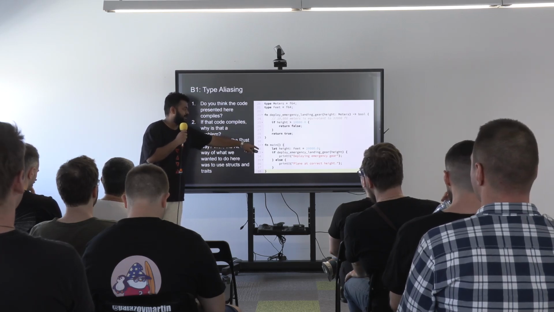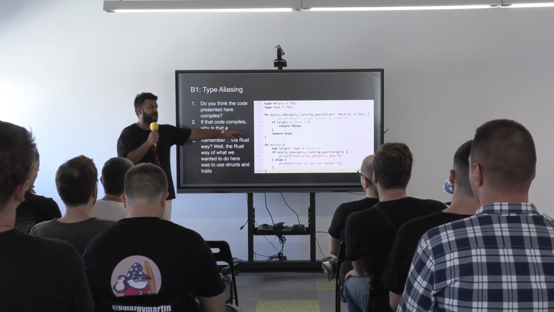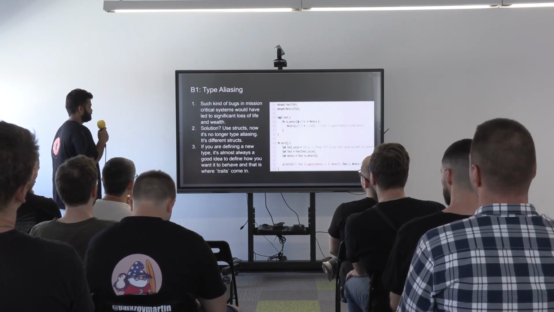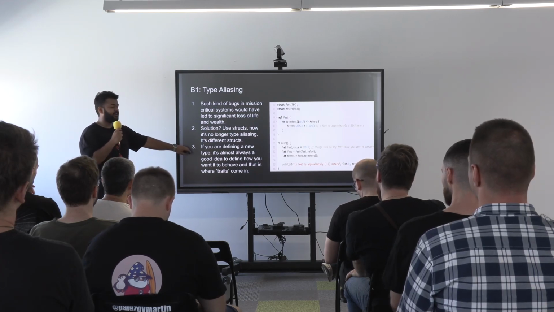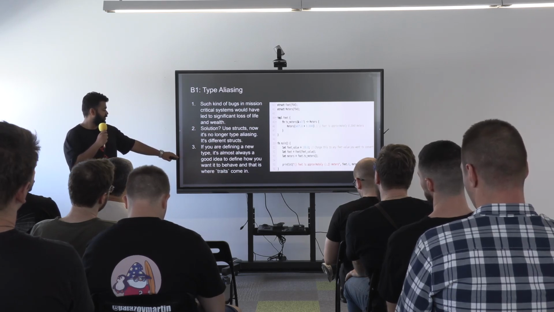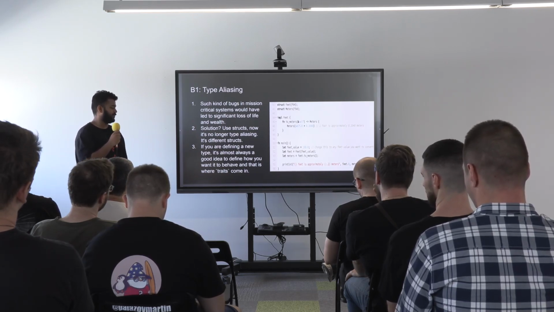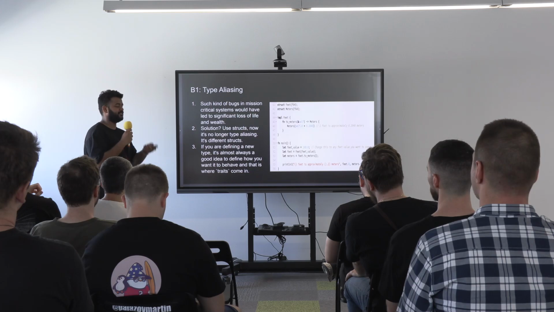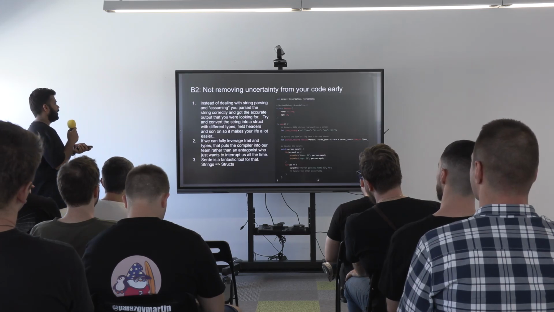If you provide the height in a feet struct and it was expected to be in the meter struct, it won't compile. So if you're defining a new type anywhere, it's almost always a good idea to define how you want it to behave, and that's where traits come in. So traits is basically what the struct does. So it's defining what the struct is like.